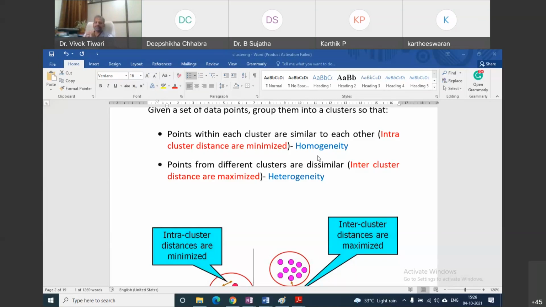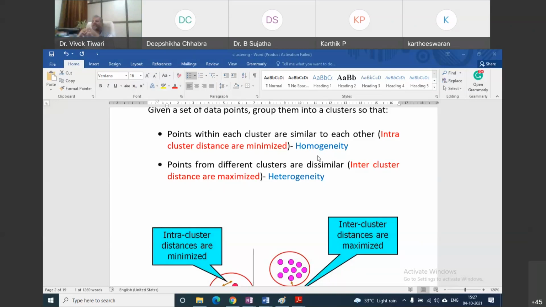The opposite is also true. The second objective function is that data points that belong to different clusters, that is called inter-cluster distance, I want to maximize. It is called heterogeneity. It means if two data points are part of the same cluster, I want them similar. If two data points belong to two different clusters, I want them most dissimilar. So if two data points are part of two different clusters, the distance between them is to be maximized. It is called heterogeneity.